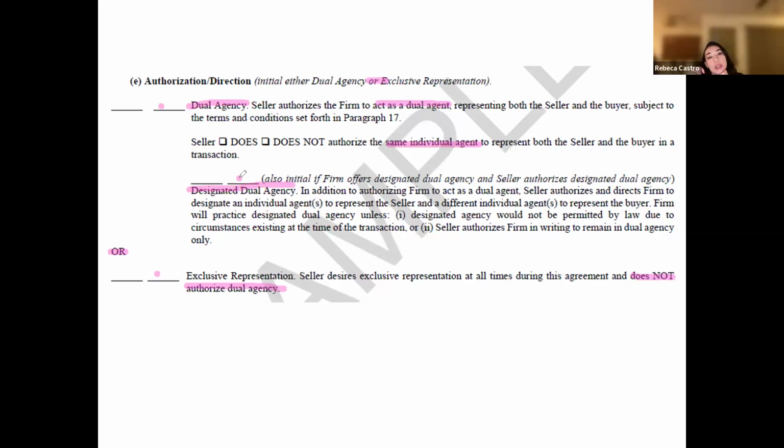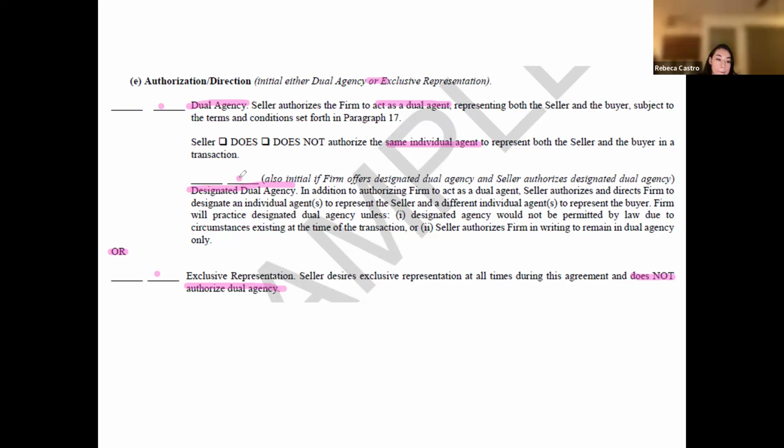Just curious, is the fee the same for dual or exclusive? That's a great question. And honestly, that's up to the firm's policy. Some firms may say, if we're representing both Mr. and Mrs. Seller, we'll reduce your commission.